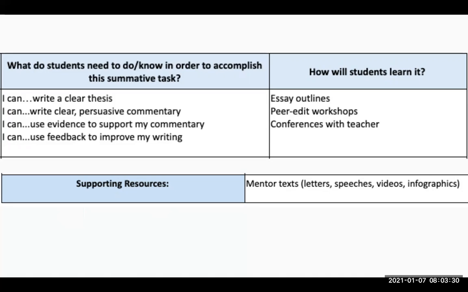If we're in whole class novel mode, this is where the role of the whole class novel comes in. Again, we'll be talking about that more in another session, but because students are reading whatever they want at this point, I'm thinking more of, I need to find some mentor texts of persuasive argumentative writing: letters, speeches, videos, infographics. What can students look to as an example of argumentative writing?